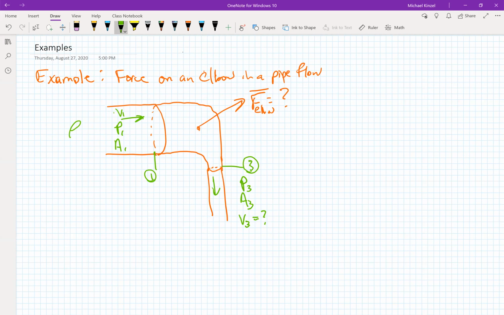So the next thing we want to do is come up with some reasonable assumptions. We're going to call it incompressible, density is constant, and we're going to say that this is a steady flow, which is consistent with a flow through a pipe.